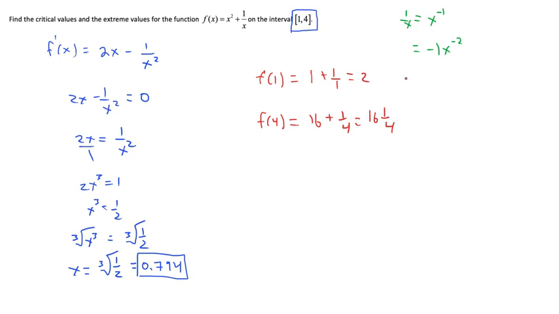So, well, there's our min, and there is going to be our max. Remember, this is only within this interval here. It's not talking about the absolute min or the absolute max.